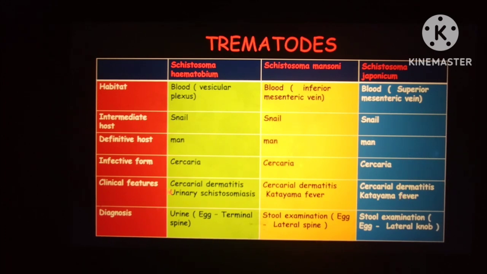Friends, you want to remember that haematobium is usually associated with bladder carcinoma, and that too squamous cell carcinoma rather than transitional cell carcinoma. Next, diagnosis: in haematobium it is a urine sample, in the others it is stool. The only differentiating feature is the egg: in haematobium it has a terminal spine, in mansoni a lateral spine, and in japonicum a lateral knob. If you remember these points, it is enough.